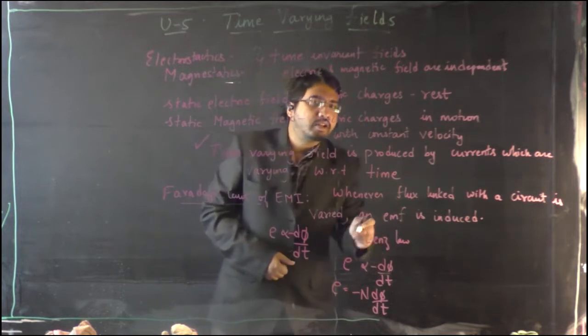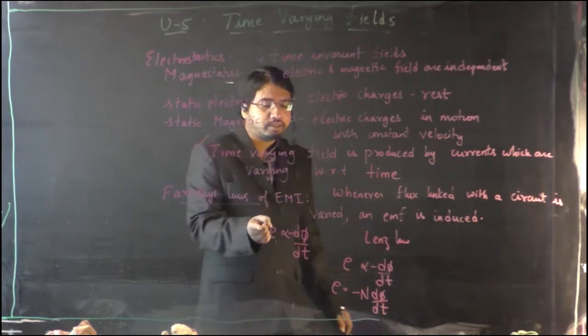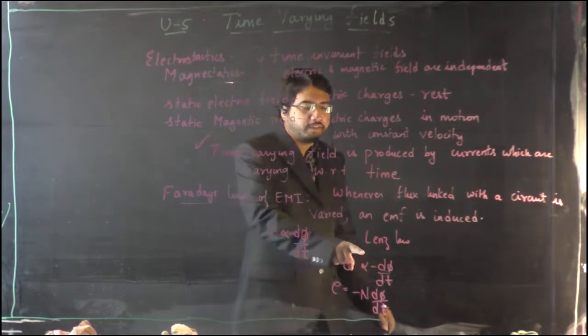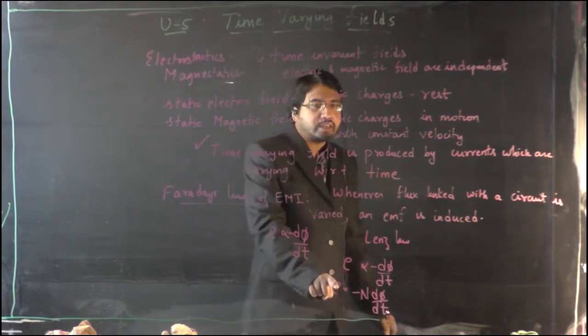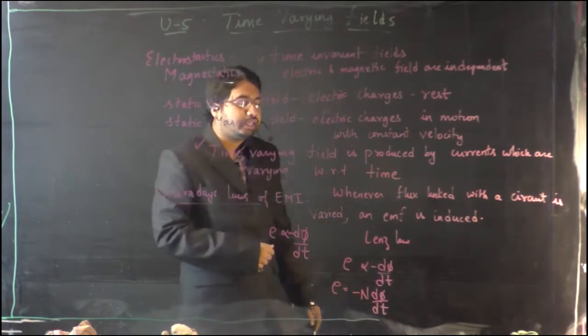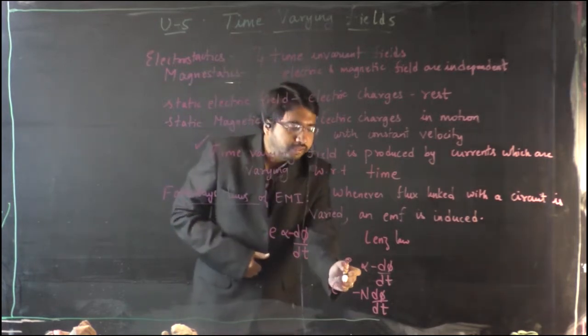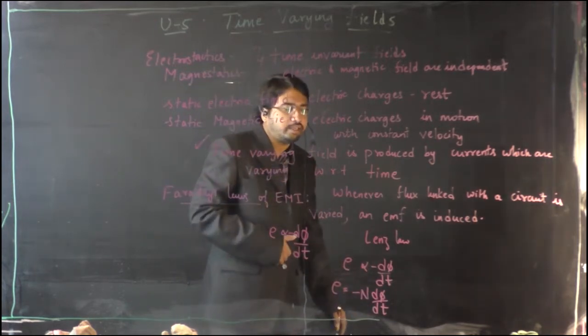And Lenz's law states that every result opposes the cause that produced it. That means you should keep minus. So if you remove that proportionality, we can say that E equal to minus n d phi by dt. So this is the expression for Faraday's law of electromagnetic induction.